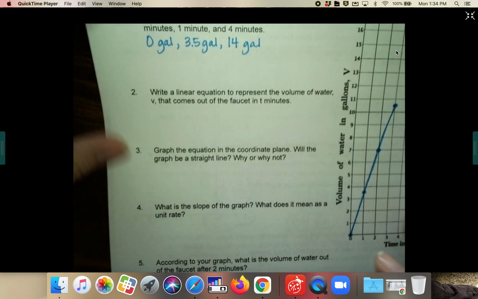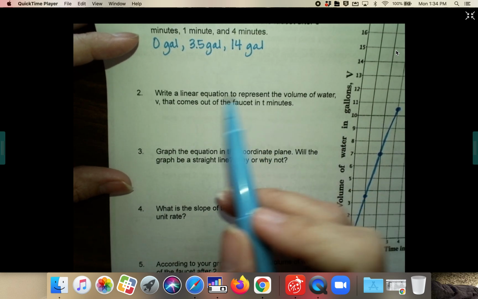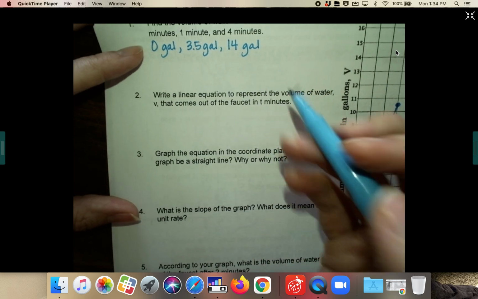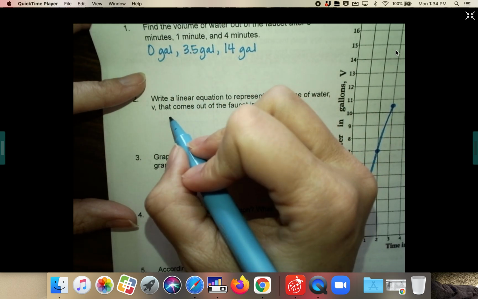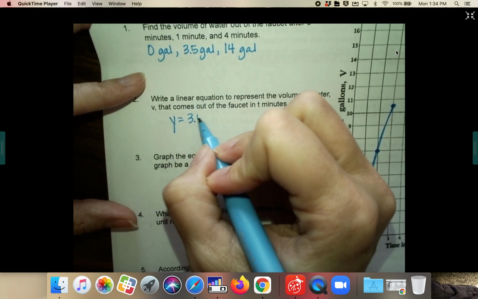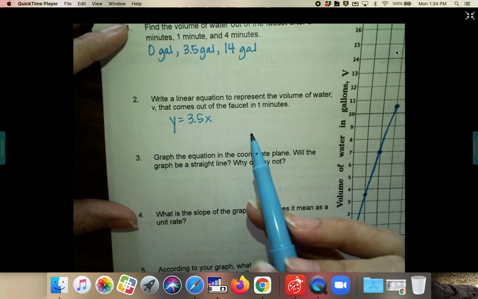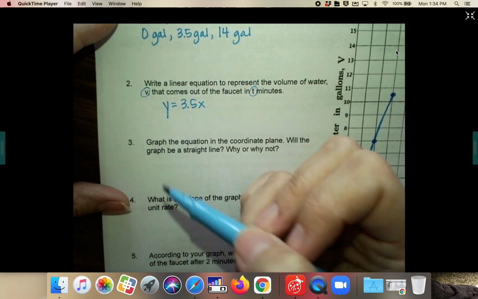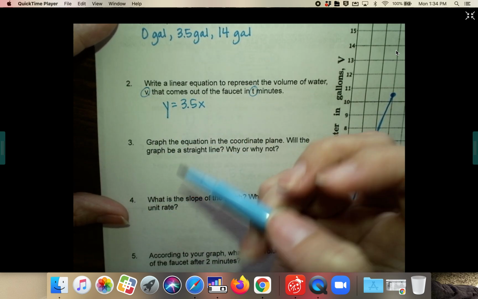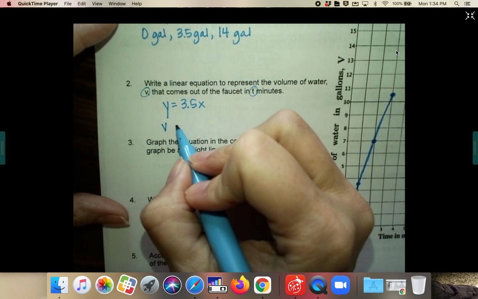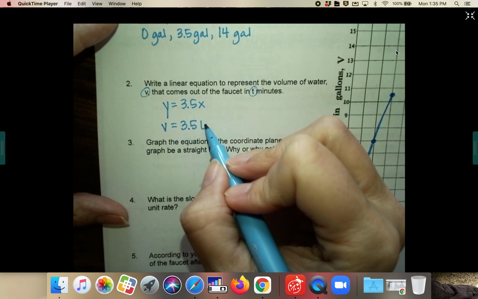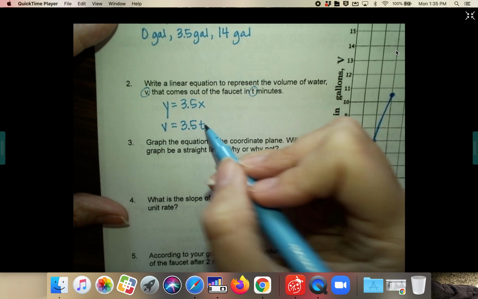Okay, so we're going to write a linear equation to represent the volume of water that comes out in any t number of minutes. They want us to use v. I would normally say, well, it's y equals 3.5x. But for some reason, this particular problem wants us to use t for minutes and v for volume of water. So I'm going to use the total volume of water is 3.5 gallons per t minutes, which is time, probably.